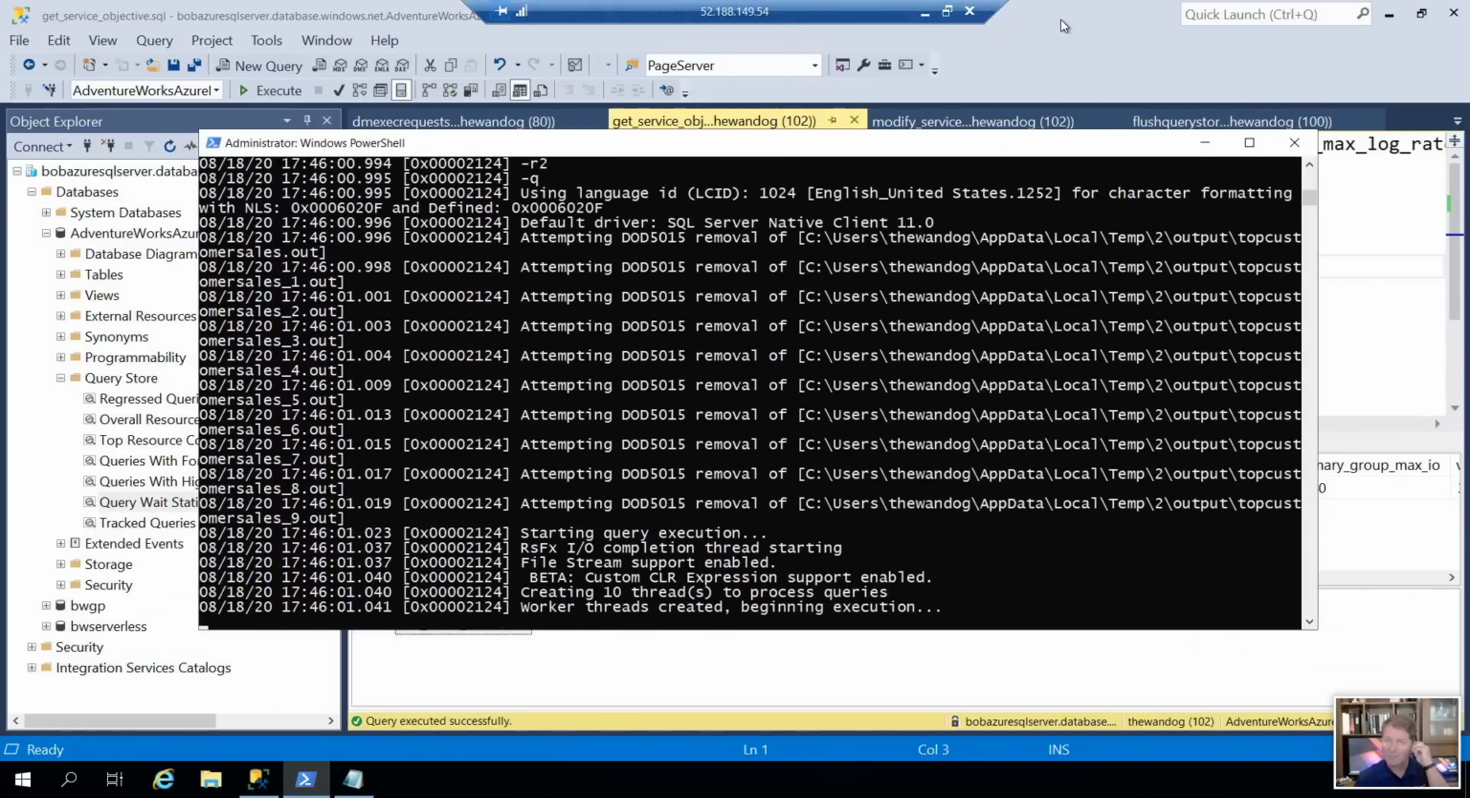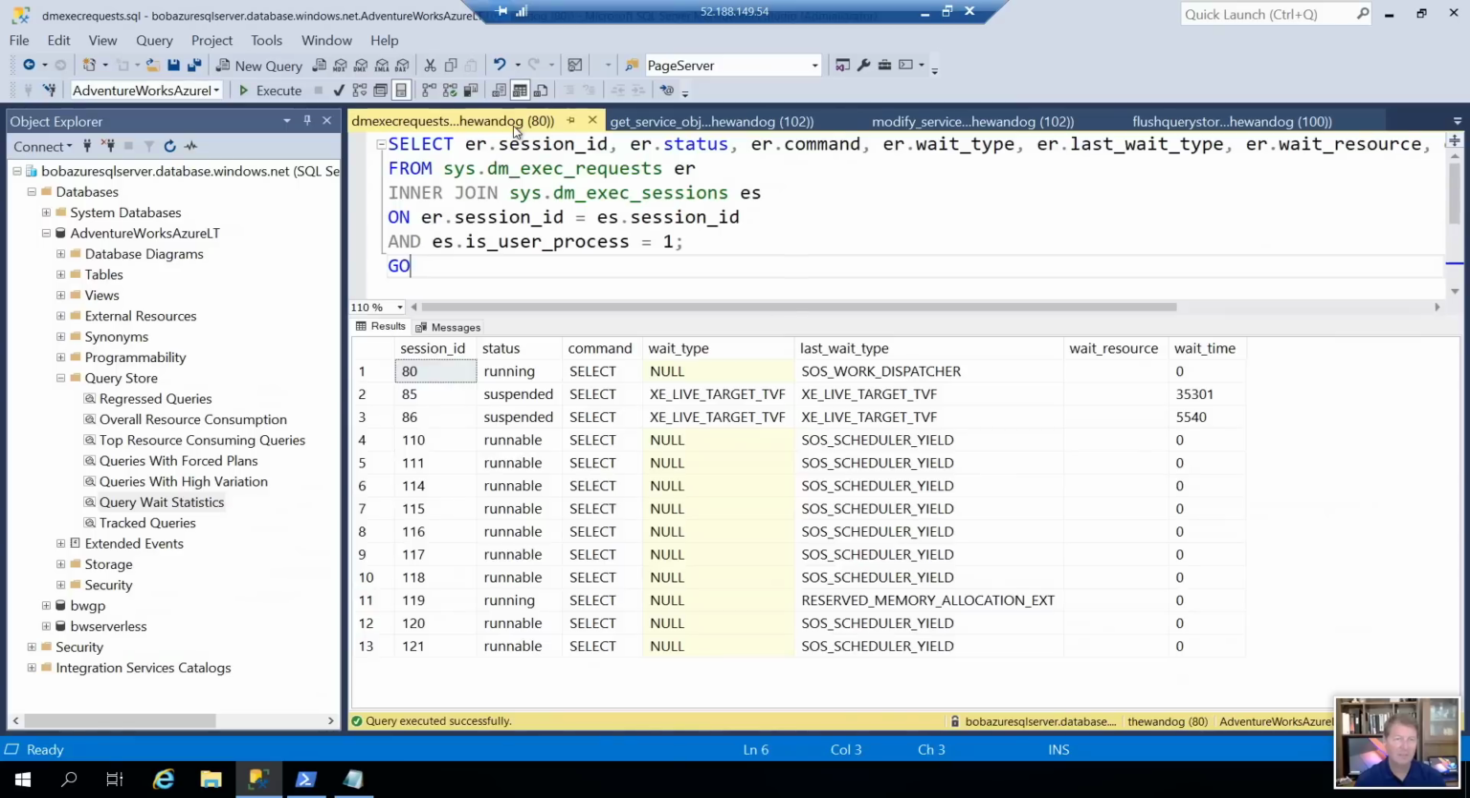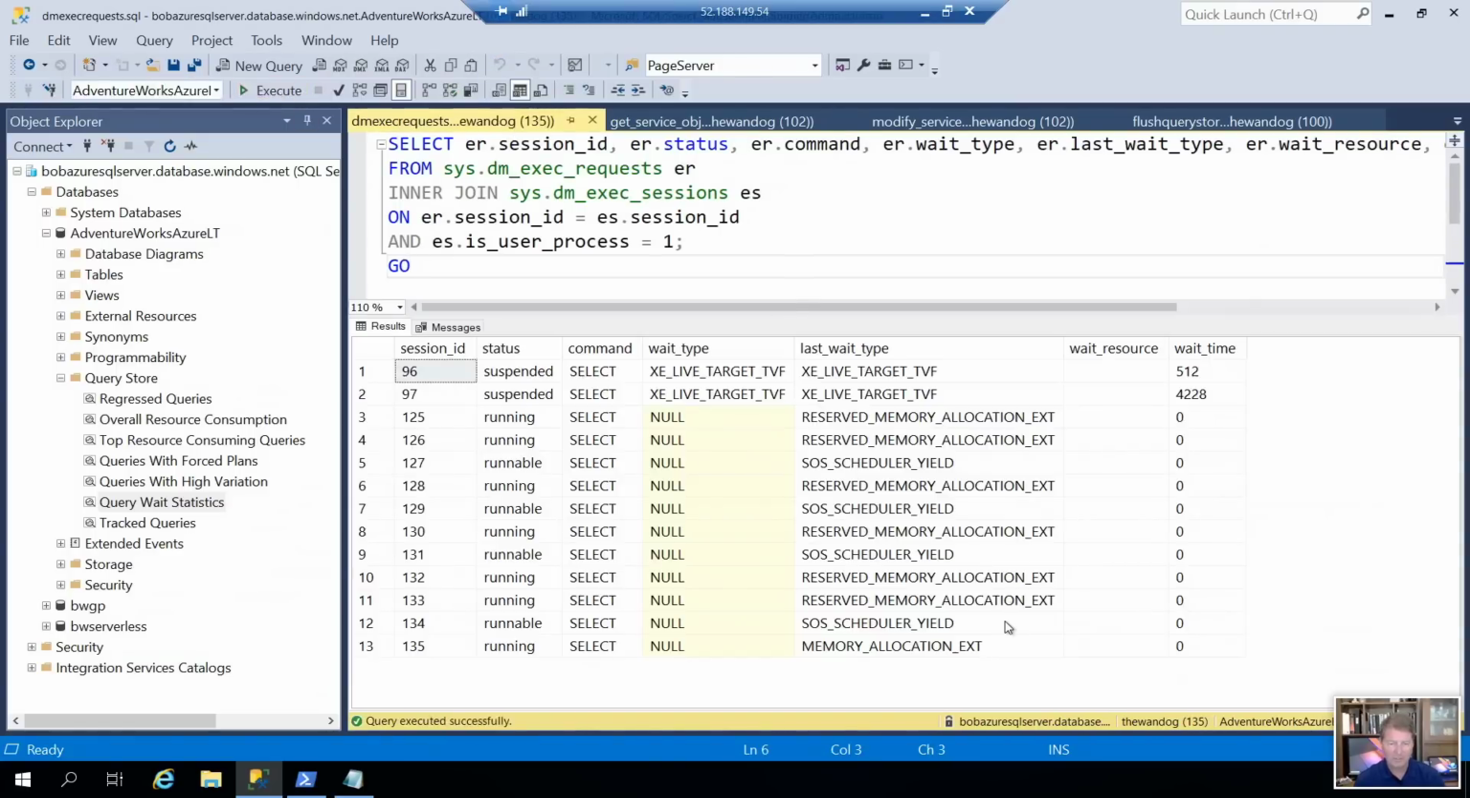Now let's go back and do our monitoring with the same techniques. Let's look at exec requests. Now it looks a little different this time. You still see some SOS scheduler yields right here, but notice that more of the queries are in a running state. What this means is I have more schedulers available to run my workload. Where I only had 2 before, I now have 8.